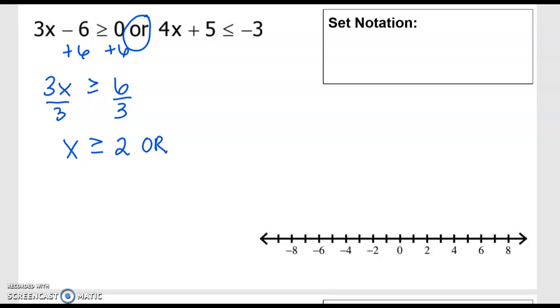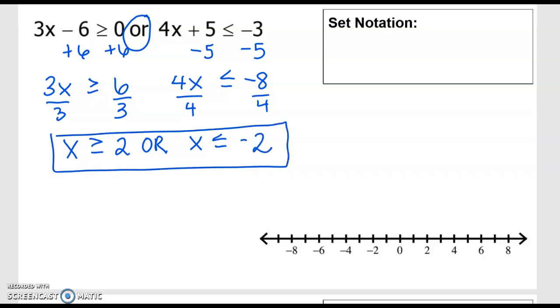So we're going to first move the constant, it's a positive 5, so we're going to subtract 5 from both sides. So we get 4x, 5's gone, is less than or equal to negative 8. Then we're going to divide both sides by 4. Again, dividing by a positive, so it's not going to change the sign. And so it's still going to stay less than or equal to. So x is less than or equal to negative 2. Now, in a compound inequality, both of these are part of my answer. Both x is greater than or equal to 2, or x is less than or equal to negative 2.